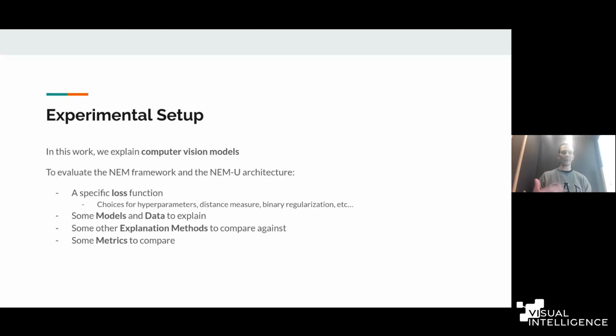To evaluate the NEM framework and the NEM-U architecture, there were some things we needed to specify. We need the loss function. We defined a loss function before, but we need to find the hyperparameters, the distance measure we use, the binary regularization, etc. And of course, we need some models and data to actually test our system on, some other methods to compare against, and some metrics to compare the different methods against each other.